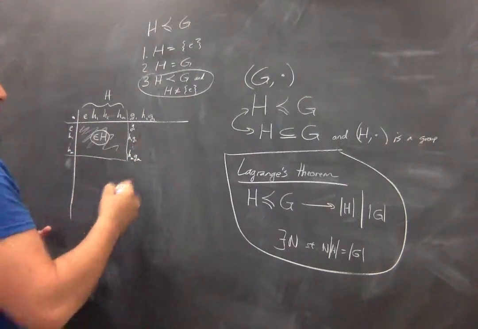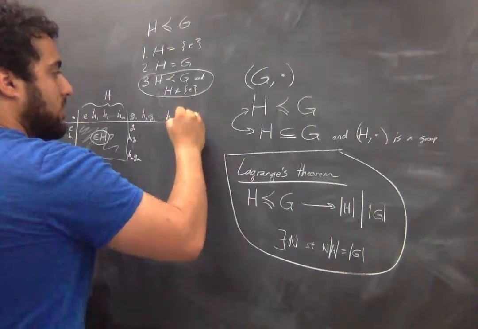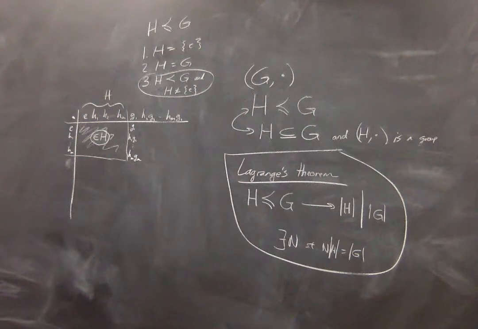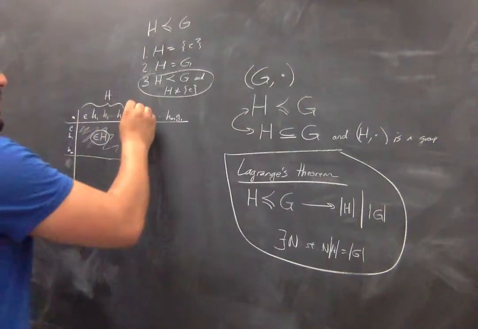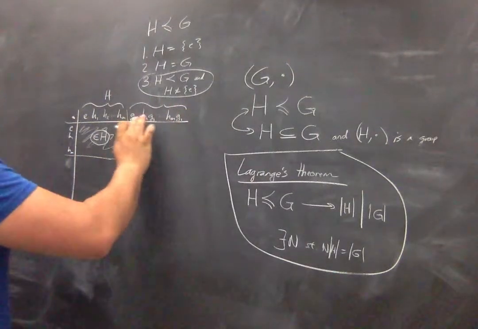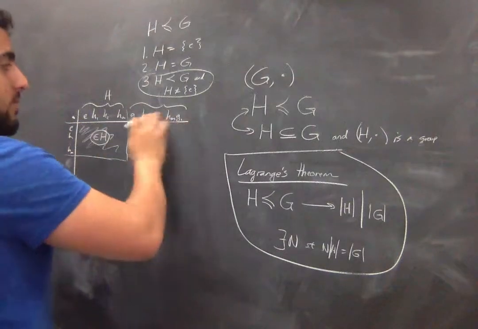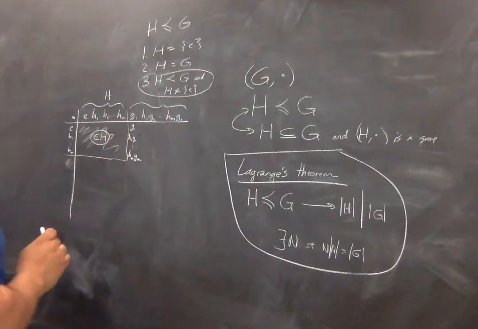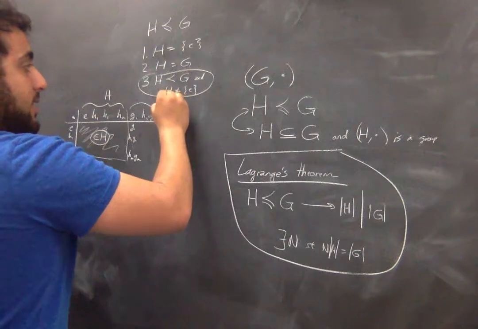So what this is saying, I'll write this out here, is that you can't just have one or two or any random number of elements that aren't in H but are still in G. They have to come in this particular way, where every element outside the set corresponds to one of the elements inside H. So the size of this is exactly equal to the size of H.